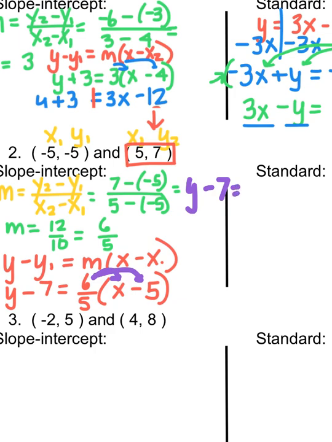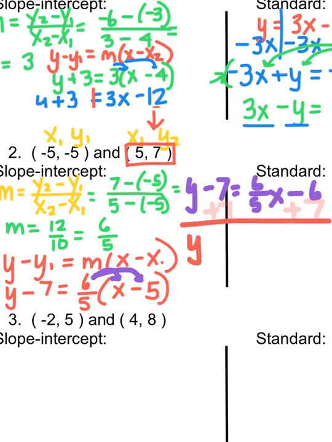So y minus 7 equals 6/5 x minus 6. We'll continue by doing the opposite. We'll add 7 to each side. So now we have y equals 6/5 x plus 1. And that is the slope-intercept form.